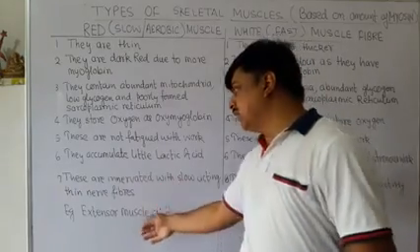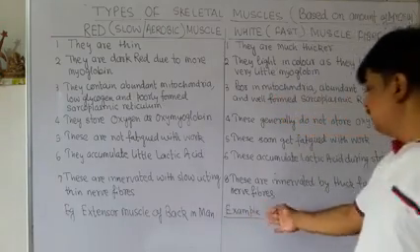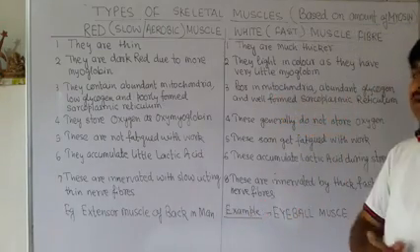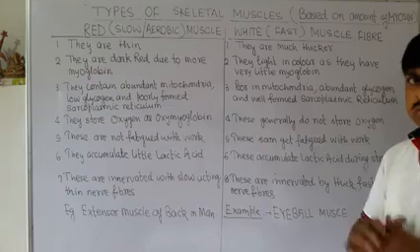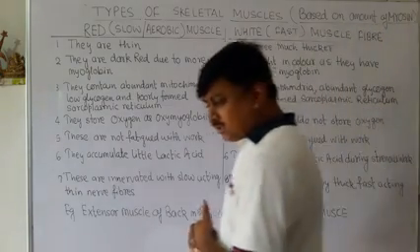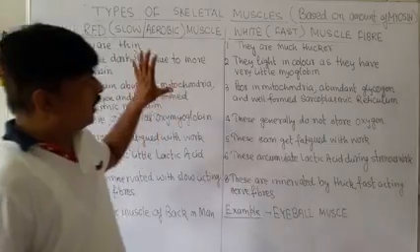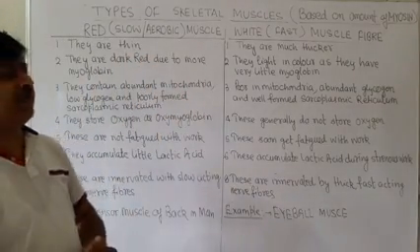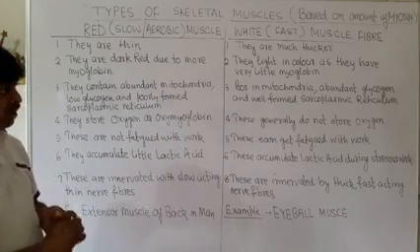One example I have given is the extensor muscle of the back. And in case of white muscles, the muscles of the eyeball. So you can rotate it very fast, because it has fast acting nerve fibers. I hope that you are now able to understand the differences between the red muscle fiber and the white muscle fiber. Clear, student?